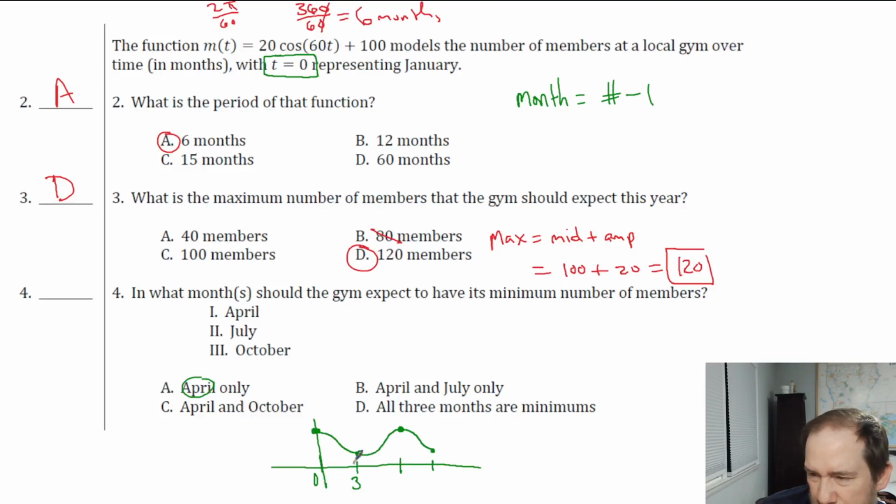So how's this work? 3, 6, 9. So the 9 is really the 10th month. 10th month is October. So the answer is C. April and October is when the gym should expect to have the minimum number of members.